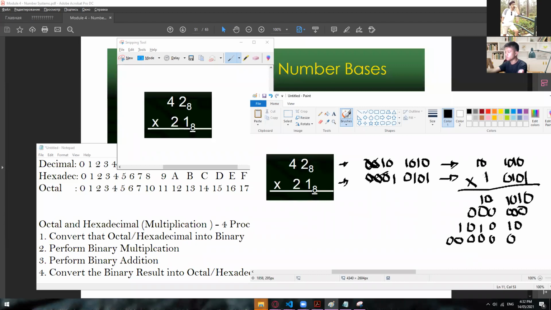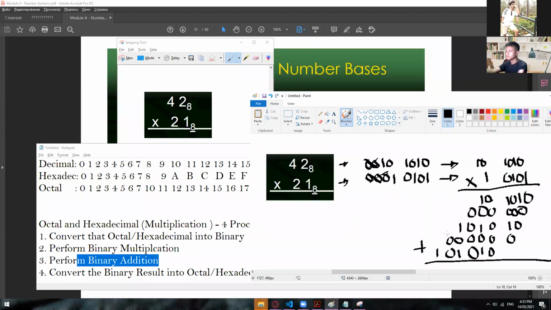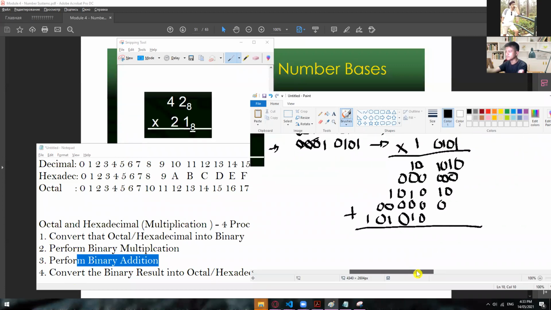And then last one is 1. So all we need to do is copy that one, but move one step, 1, 0, 1, 0, and then 1, 0. And then from here, you can now perform addition. Okay, perform binary addition. So 0 is still 0.